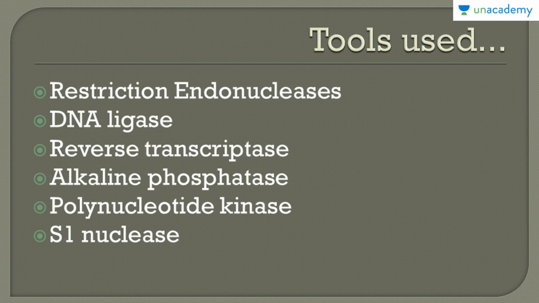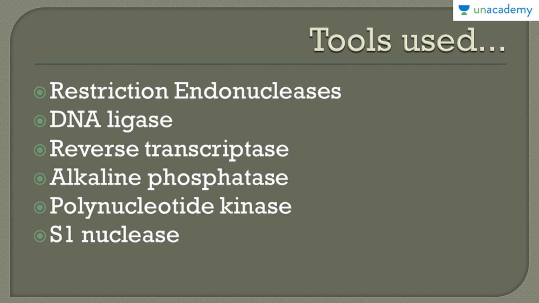Now the next slide is about the different tools used in it. As it's a very complex technique, there are various different tools which are used, and these are the different molecules which are acting as tools here. First is restriction endonucleases. As I have told in my previous slides, restriction endonucleases are the enzymes which act as a molecular scissor. They cut the genomic DNA or whole DNA into smaller fragments, so that these fragments can be inserted into the vector molecule.